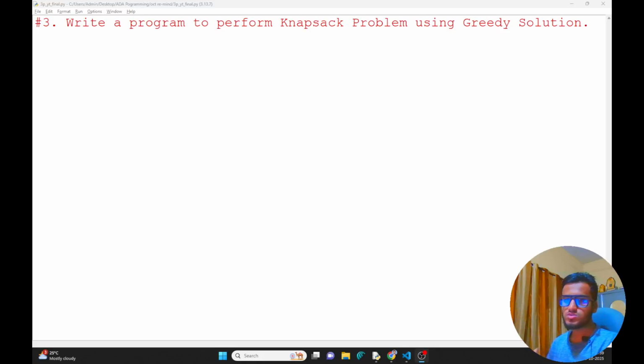So hi everyone. Today we are learning the third programming of the ADA, which is writing a program to perform a knapsack program using a greedy solution. The greedy solution means in the knapsack we can divide the particular weight. We can take a fraction part in the knapsack.